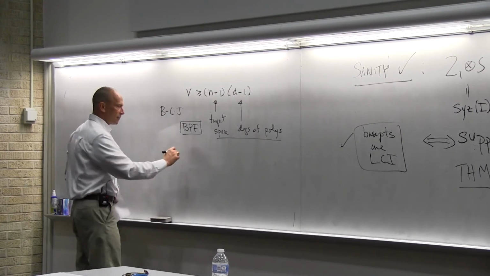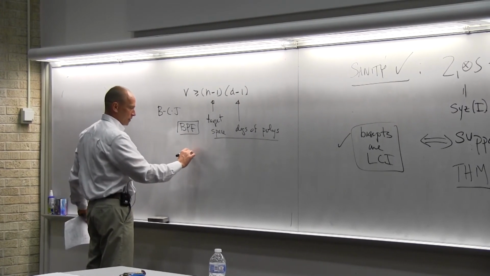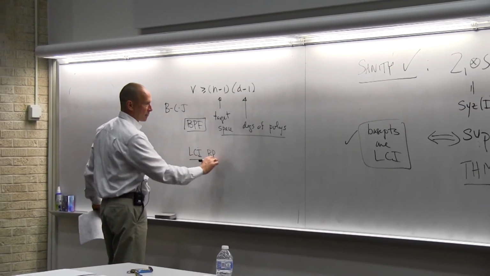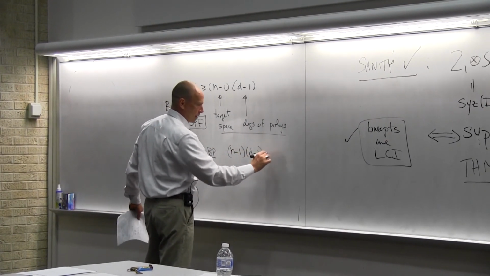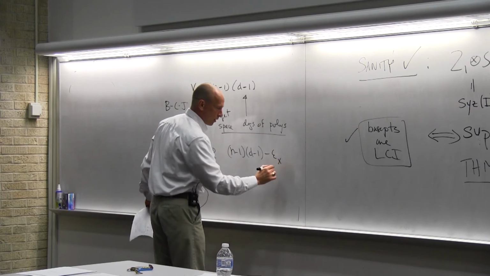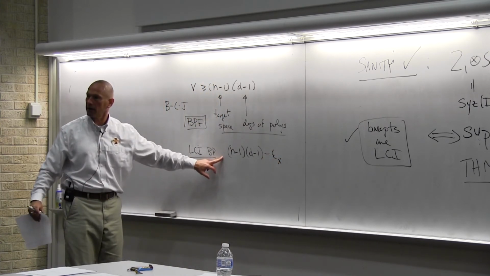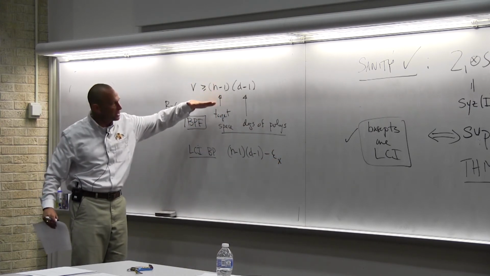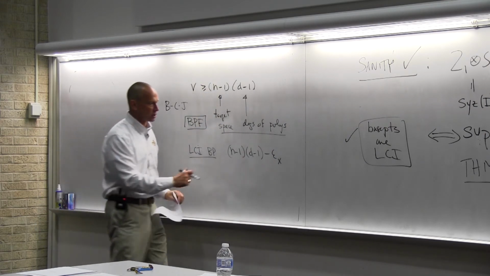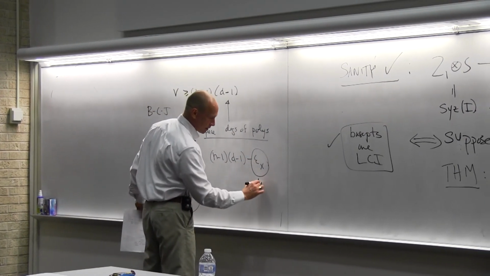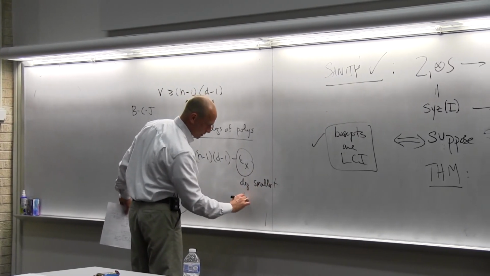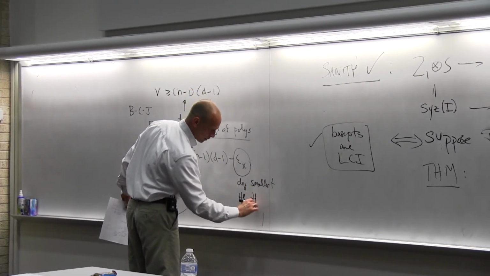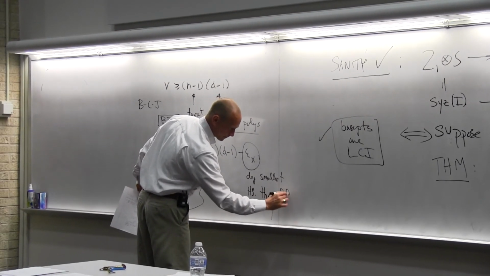And if we have LCI base points, then we can take the same degree, and this is cool. I can actually drop the degree that I need if I have base points. Base points can be good. They can lower the degree of the equation. What is this? This is the degree of the smallest hypersurface through the base points.